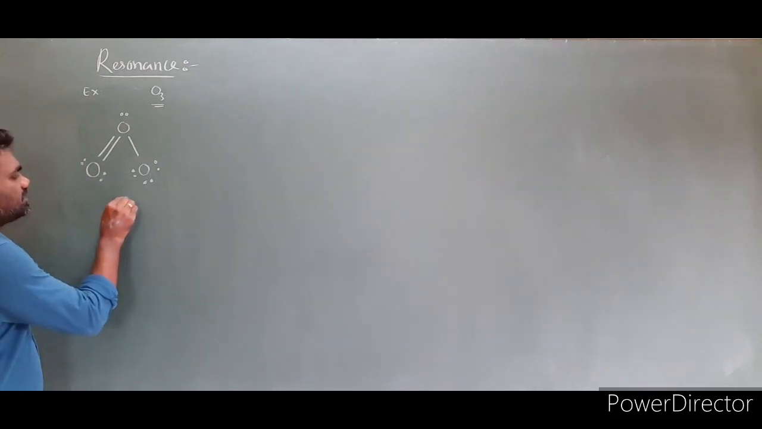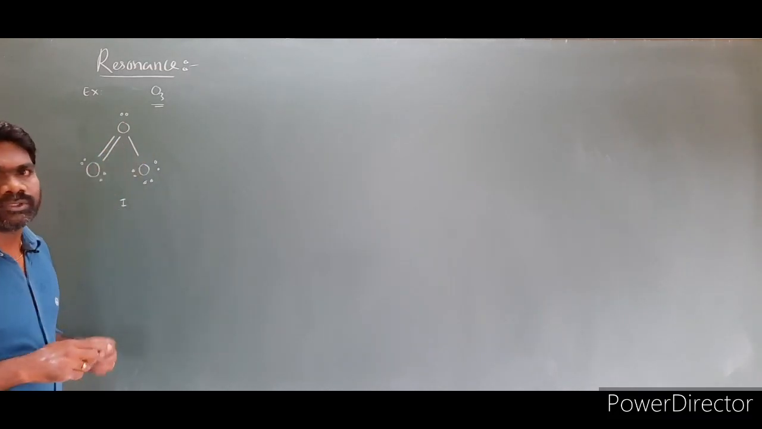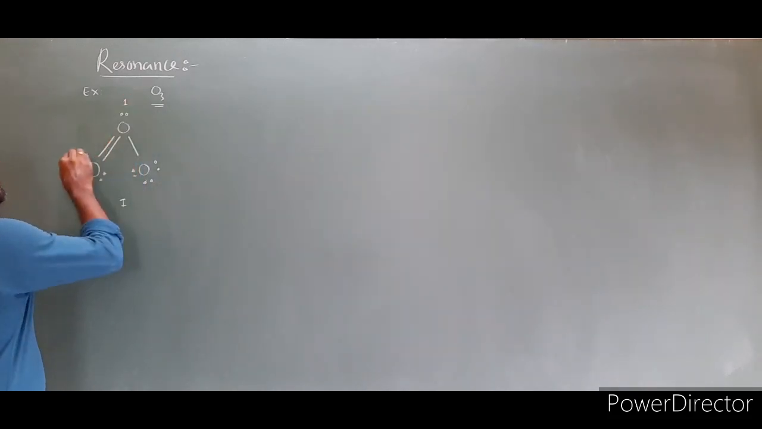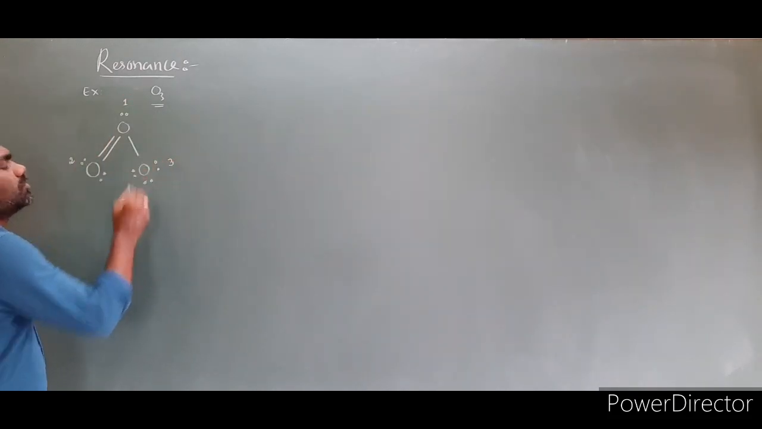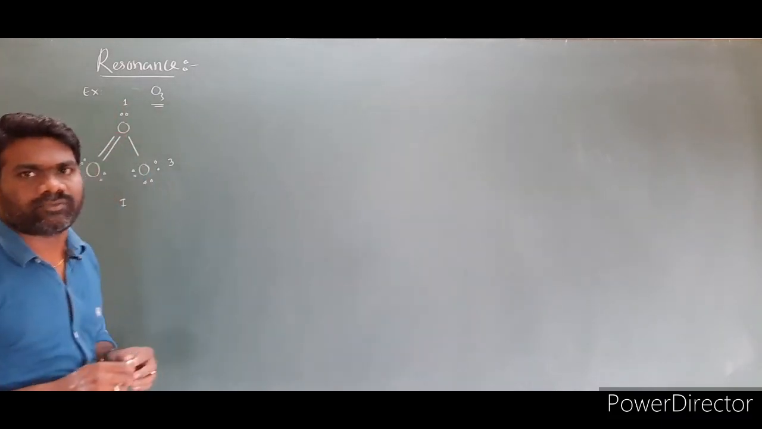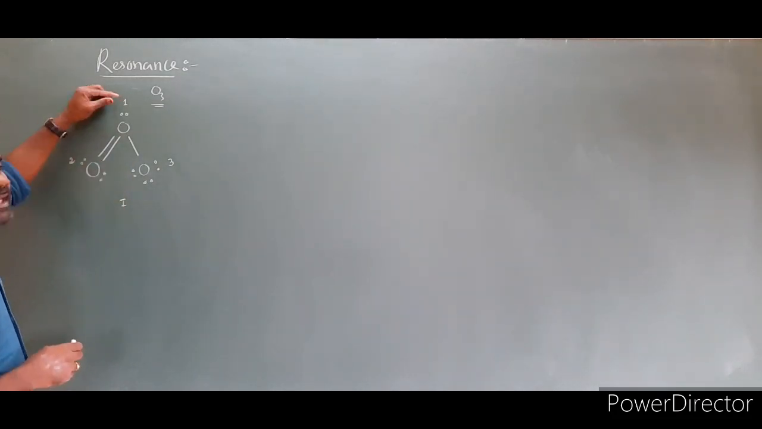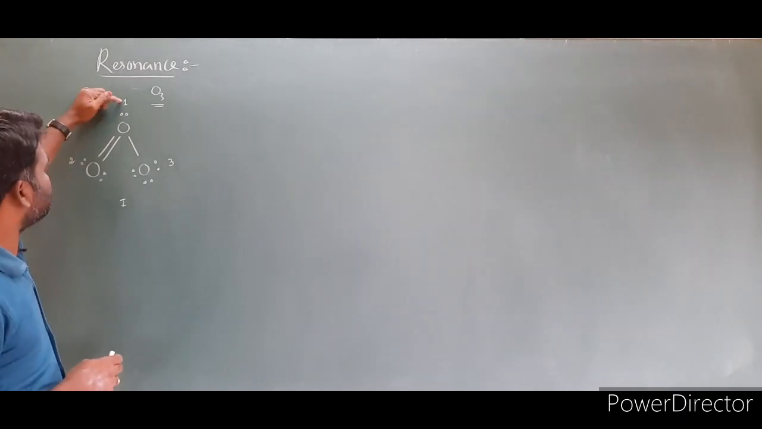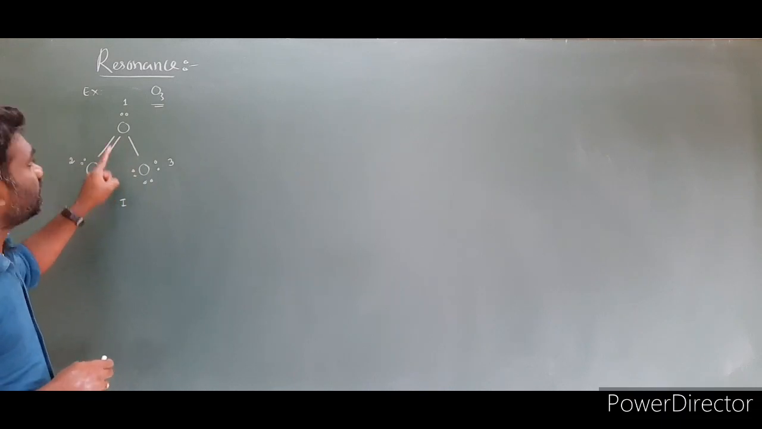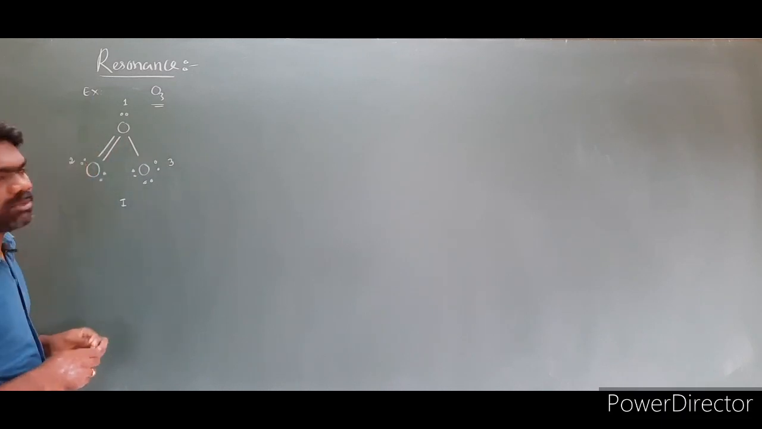I am labeling this as structure 1. All oxygens are the same, so to differentiate them, I am labeling them: this is the first oxygen, this is the second oxygen, and this is the third oxygen in structure 1. If you look at this structure, there is a double bond between the first oxygen and the second oxygen. Between the first oxygen and the third oxygen there is a single bond, only one bond is present.